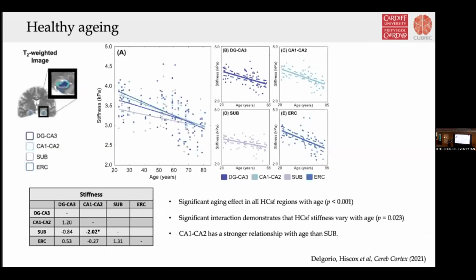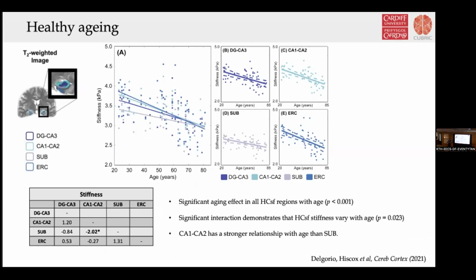And so there's little consensus about which subfield is primarily affected by aging. It changes which paper you read. So we hope that MRE could be highly sensitive to capture differential age-related effects on subfield integrity.